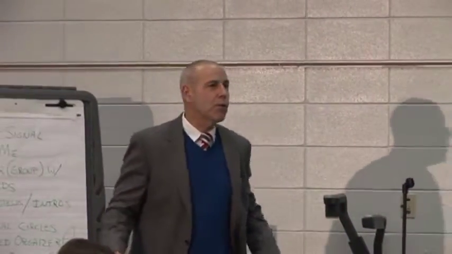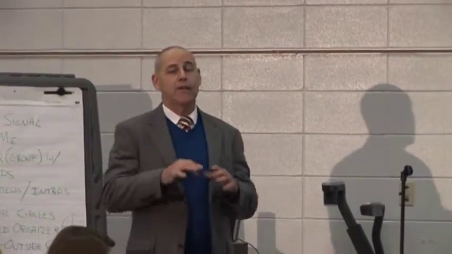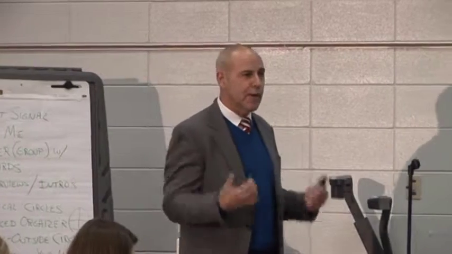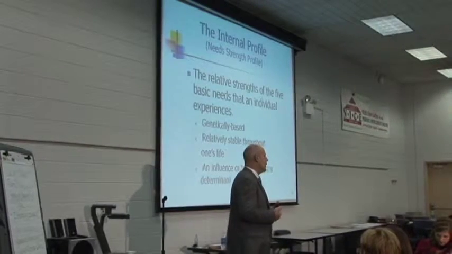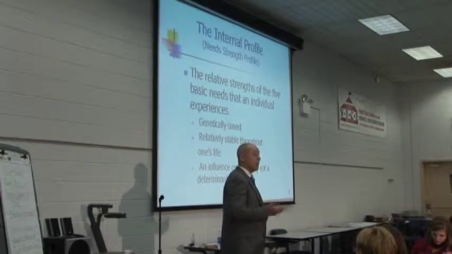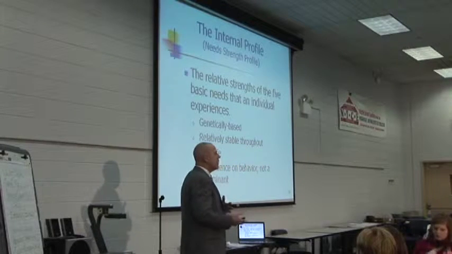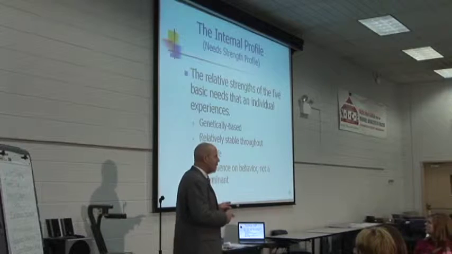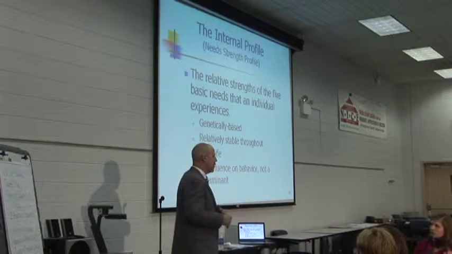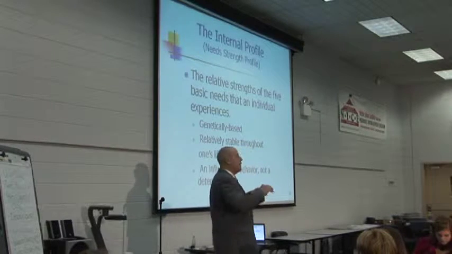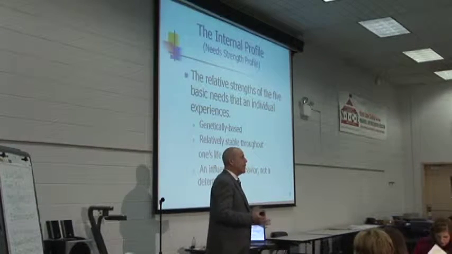Your internal profile, you're born with it, and it remains relatively stable throughout your life. So if a person is born with a high love and belonging need, and the environment doesn't thwart that too much, they're going to generally have a high love and belonging need throughout their life. They're going to be a social person, they're going to be a caring person, they may be people pleasers to a certain extent. So it's relatively stable throughout your life, and I'm going to contradict that slightly in a few minutes, because developmentally our needs change, and based on the environment our needs change too. But if you're born with a certain needs profile, it remains relatively stable throughout your life.